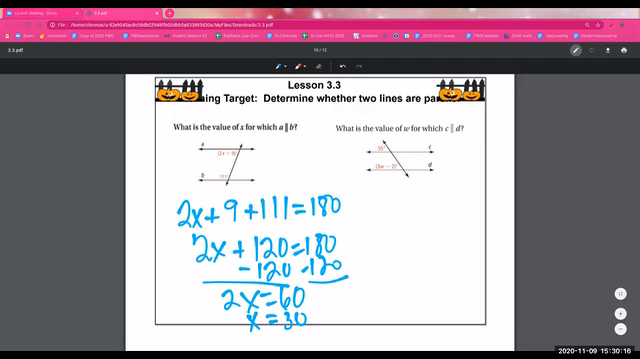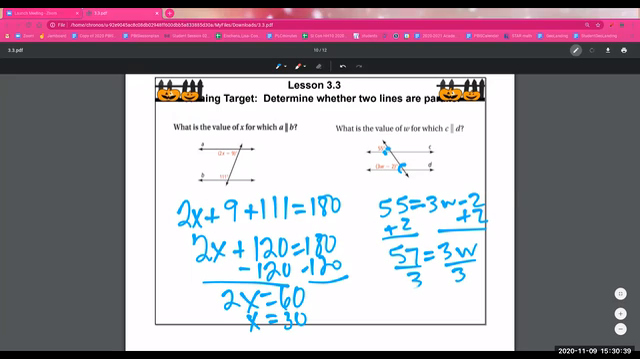And then in the next case, we look and say, okay, what kind of angles are those? Oh, they're corresponding. And in order for the lines to be parallel, corresponding angles have to be equal. And now you solve that. So 57 equals 3w, and then divide by 3. So w would equal 19.